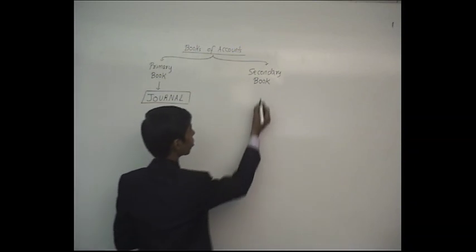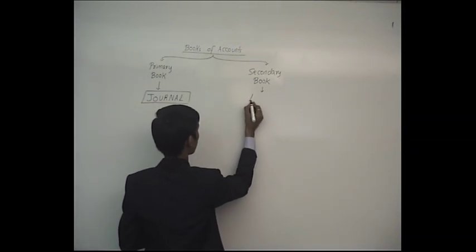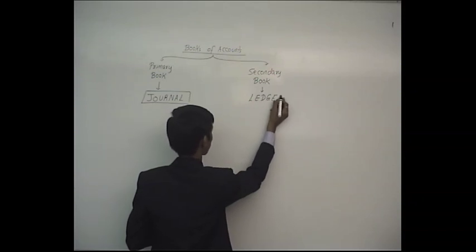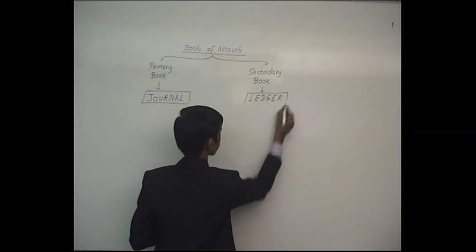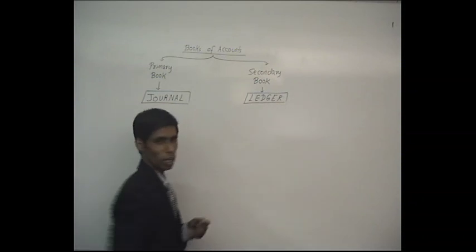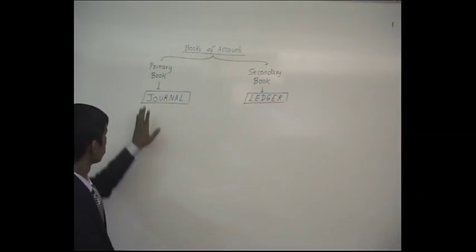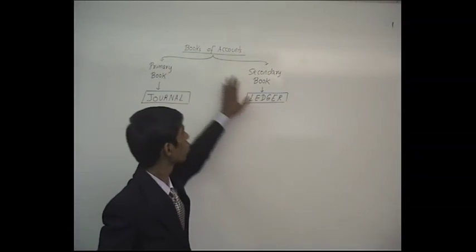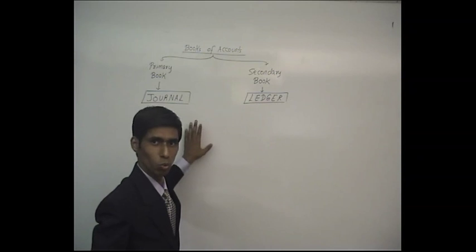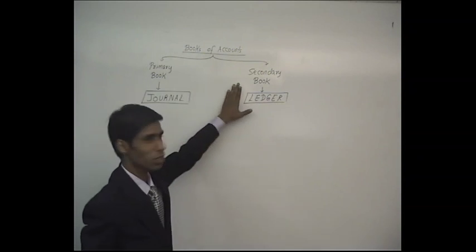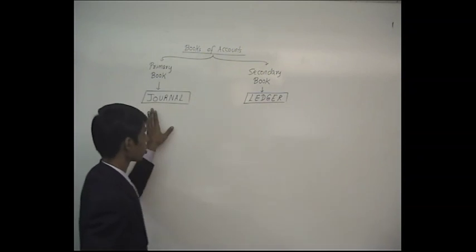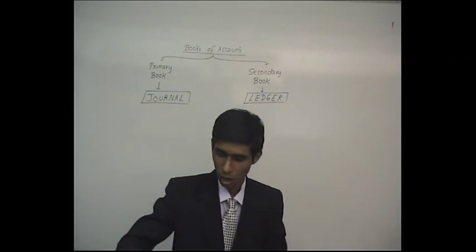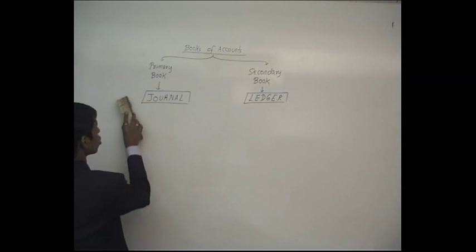And secondary book is a ledger. So first we are going to learn journal and then we are going to learn ledger. So books of accounts are two, primary book and secondary book, that is journal and ledger. Okay. Coming to the chapter journal.